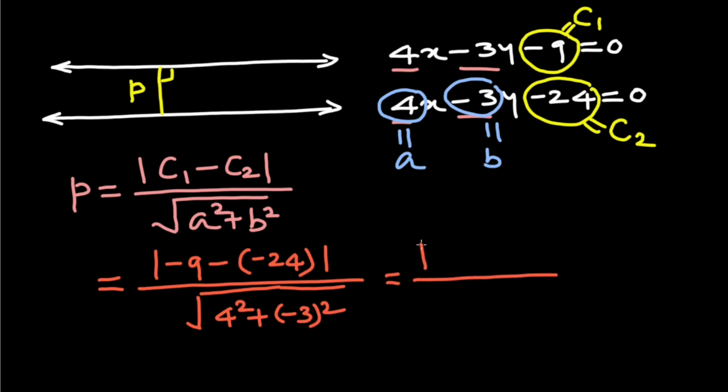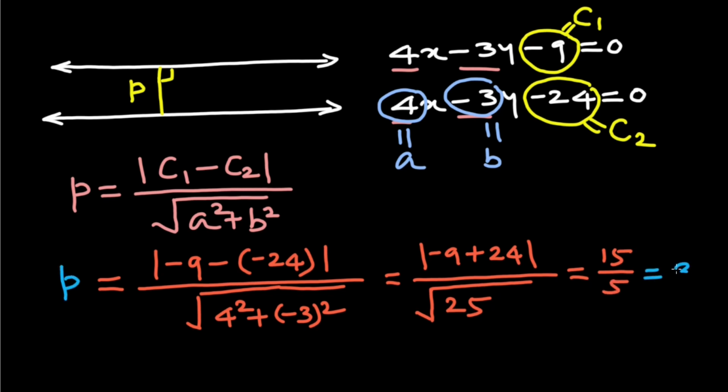This gives us mod minus 9 plus 24 divided by 4 square is 16, minus 3 square is 9, 16 plus 9 is 25. So this will be square root 25. Now 24 minus 9 is 15 by square root of 25 is 5. So this gives us p equals 3. So therefore the distance between these two parallel lines is 3 units.